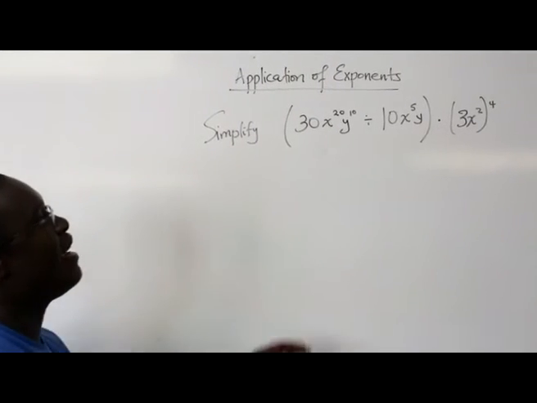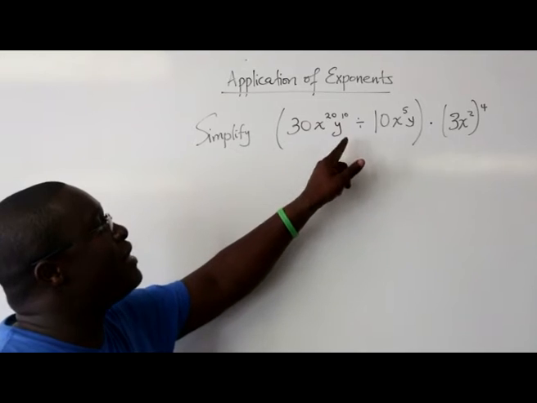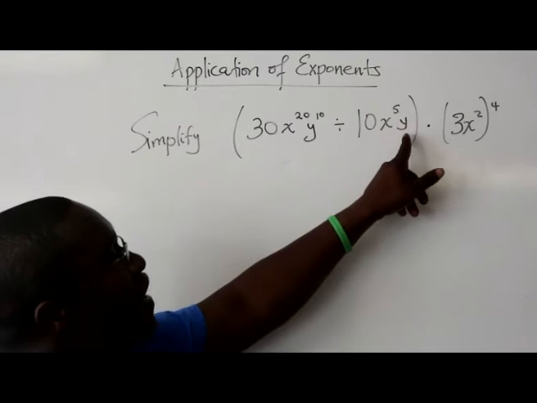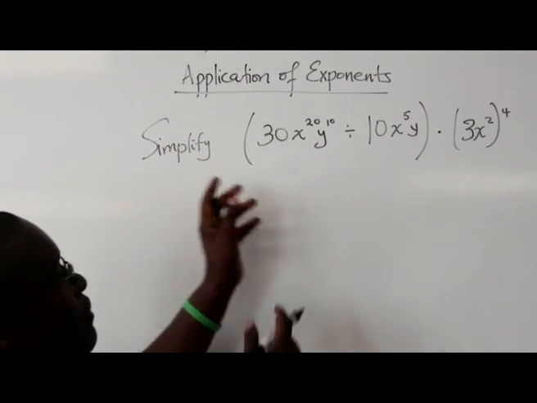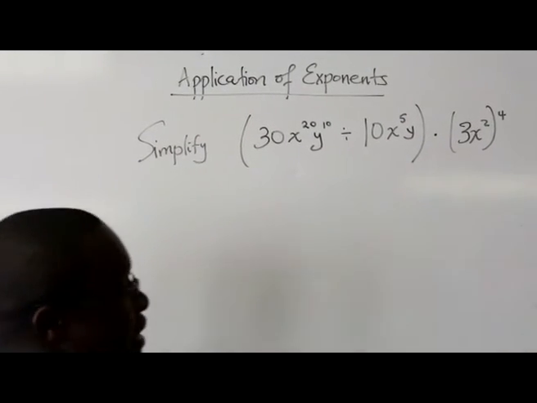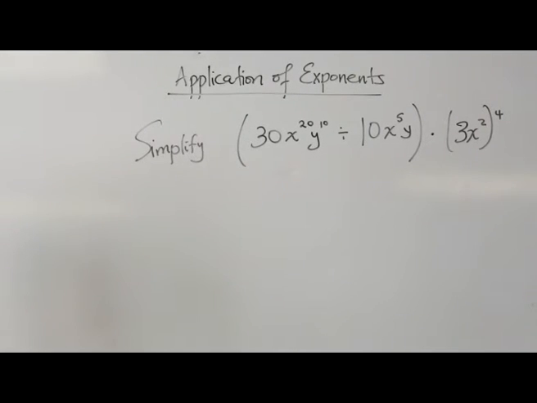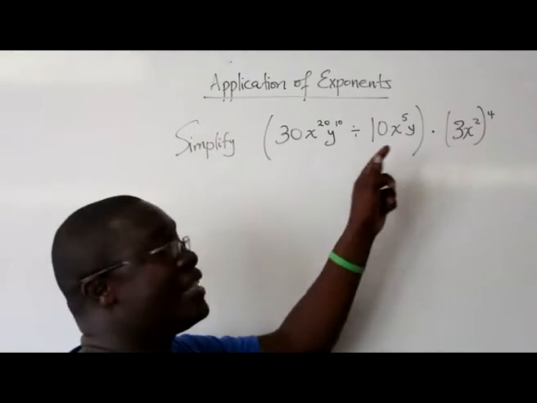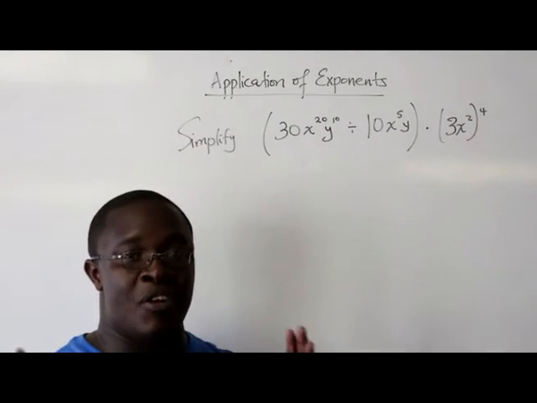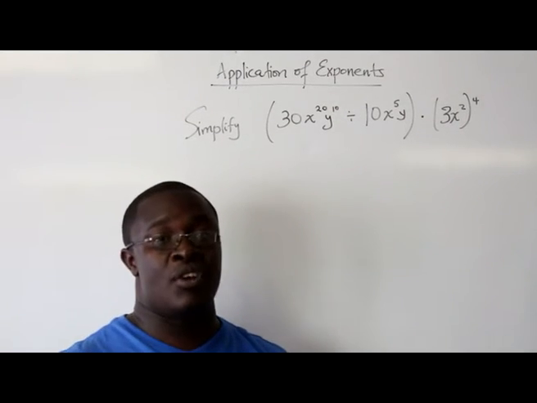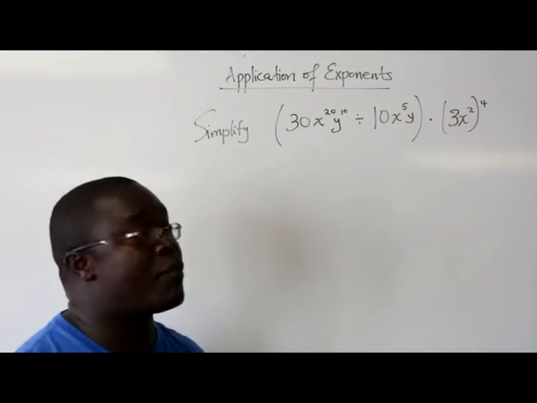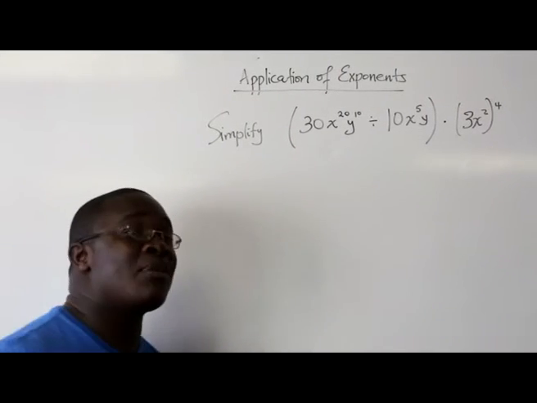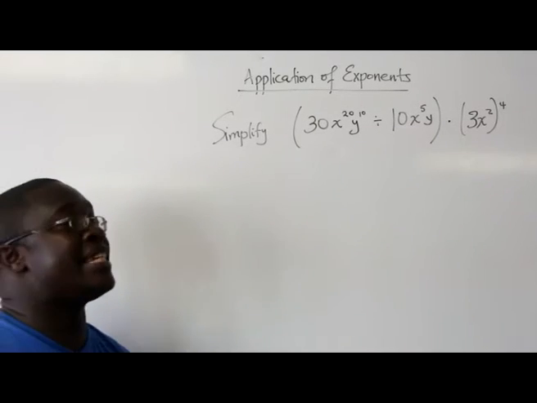If you look at it, it's saying 30x to the power of 20, y to the power of 10 divided by 10x to the power of 5 over y, right? And everything is being multiplied by the other term, which is 3x squared to the power of 4. So there is no order to say start with this law or start with this one. As long as you are obeying BODMAS, as long as you are obeying the laws of exponents, there is no problem. So for illustration purposes, I'm going to rewrite this in such a way that we can visually see what's going on.